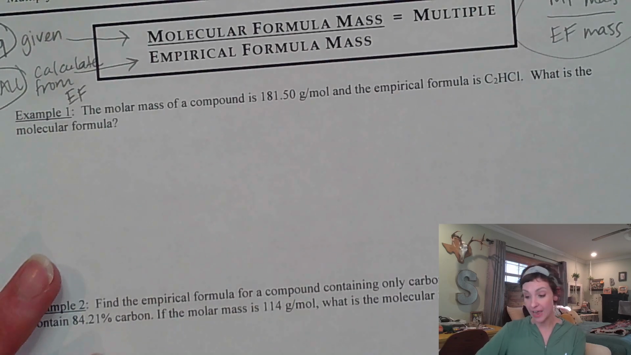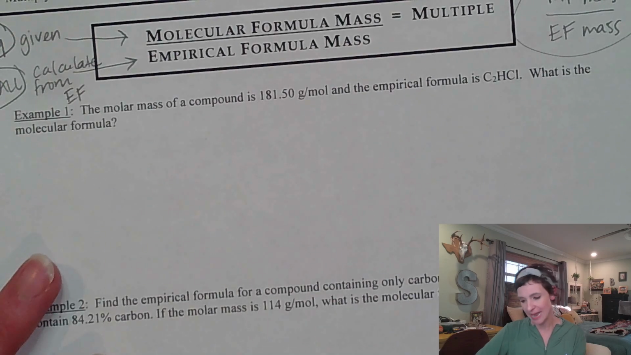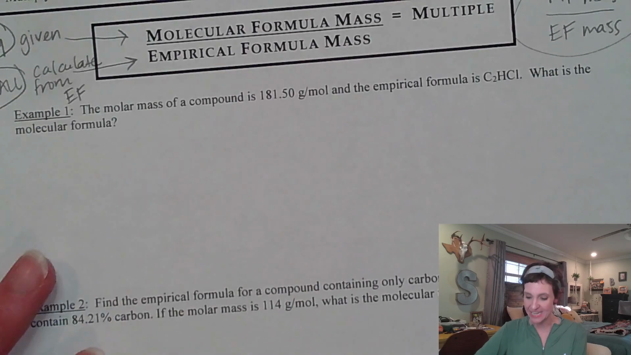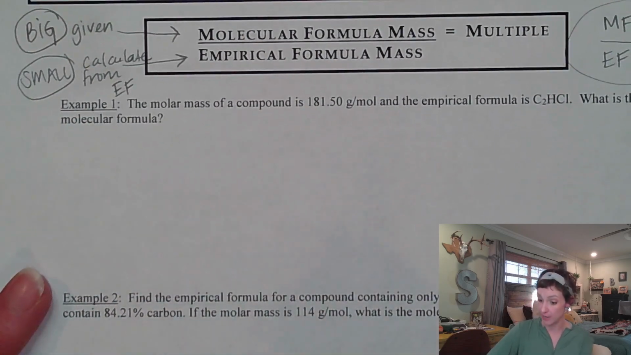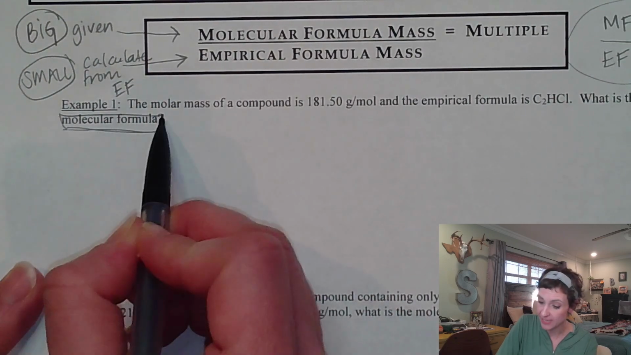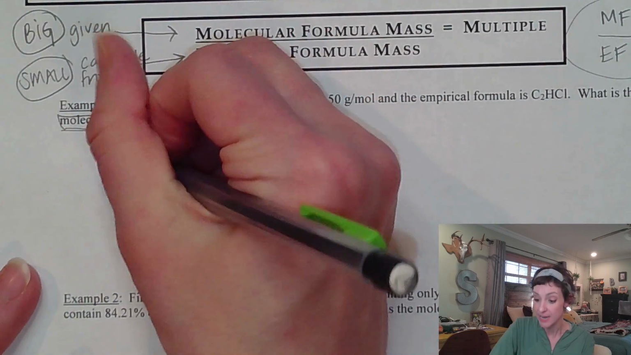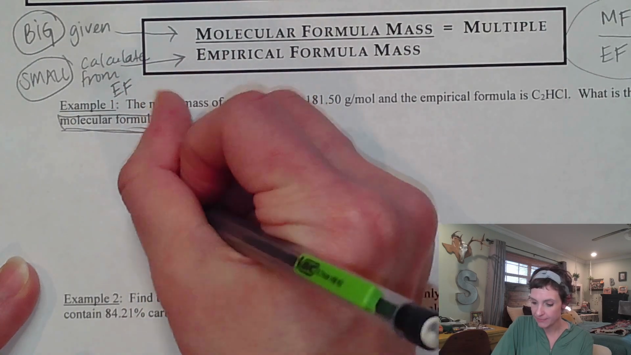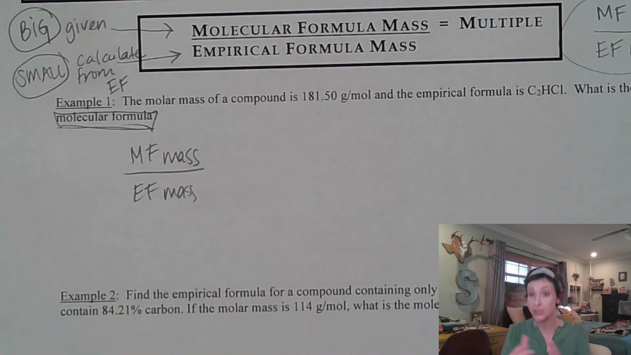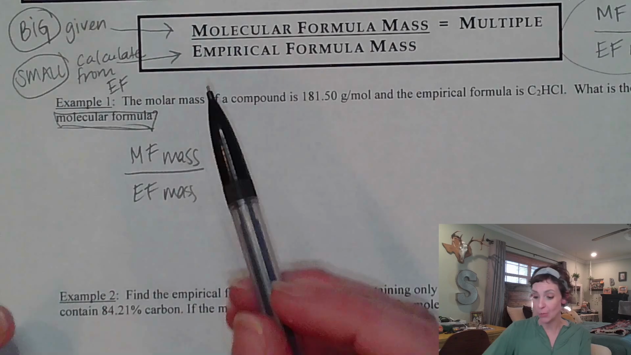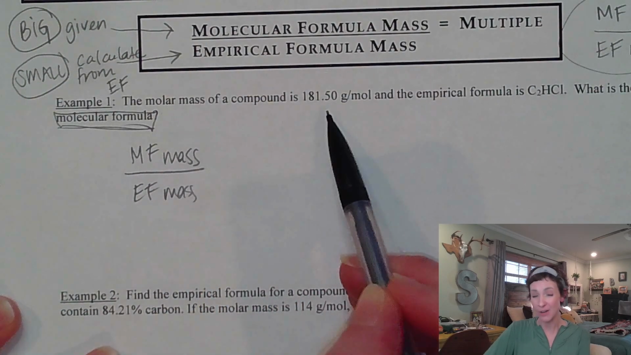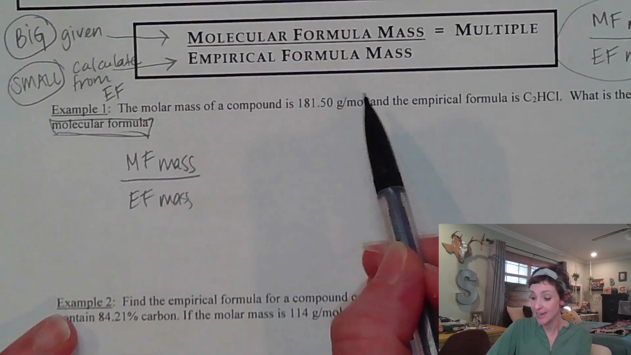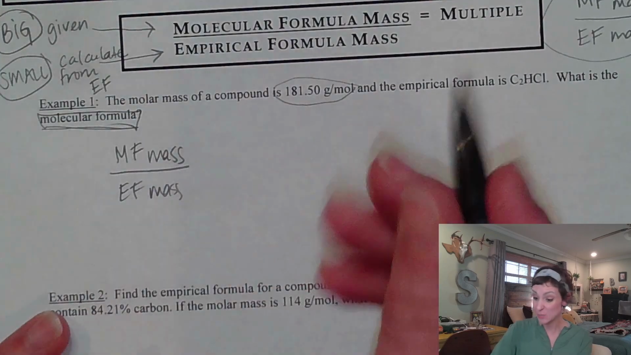Okay, so it says the molar mass of a compound is 181.5 grams per mole and the empirical formula is C2HCl. What is the molecular formula? You were like, what is even going on here? If I see they're asking me to solve for the molecular formula, the first thing I write down on my paper is MF mass over EF mass. And you're like, I need to put numbers there. Okay, molecular formula mass. Remember I said that is always given to you. Y'all, they told me the molar mass of whatever this compound is. We do not know what it looks like. That's the molecular formula mass. We love that for us.